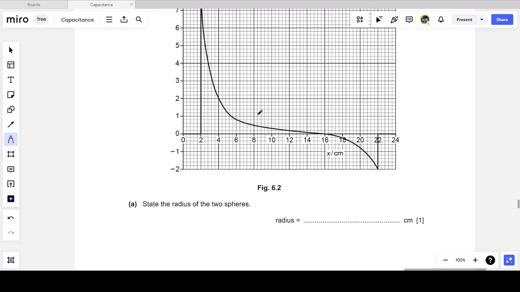And that's the distance measuring from the center of each sphere to the surface. That distance is the radius. Remember, electric field strength is 0 inside a conductor. And so I can read the radius as 2 centimeters because I know the electric field strength is 0, I'm inside the conductor. If I go from center to surface, that's the radius. So the radius for both is 2 centimeters. As you can see, x is measured in centimeters.